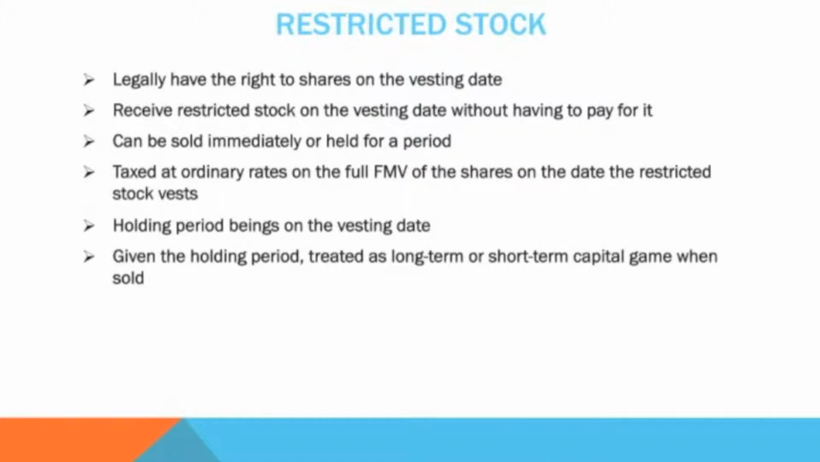Another form of stock is restricted stock. Similar to stock options, they cannot be sold, traded, or otherwise treated as property of the employee until the vesting date when they legally gain the right to the shares. The main difference between restricted stock and traditional stock options is the amount paid when the stock is received. Employees receive the fair market value for restricted stock on the vesting date, but do not have to pay anything for the stock itself.